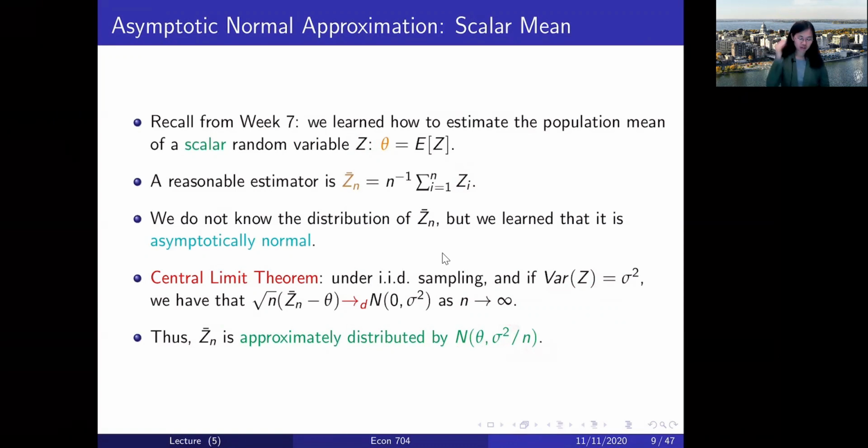So this is a review of the material covered in week 7, where we demonstrated that the central limit theorem can help us derive an approximation for the distribution of our estimator. Here, we are going to be able to do the same thing for the OLS estimator, even though it's much more complicated because it's not a simple sample mean.